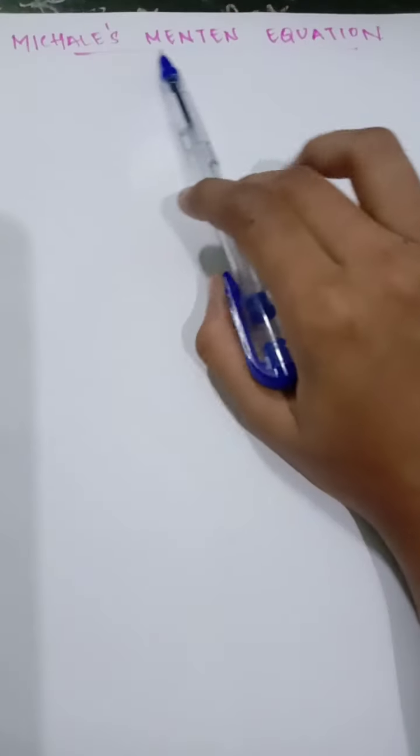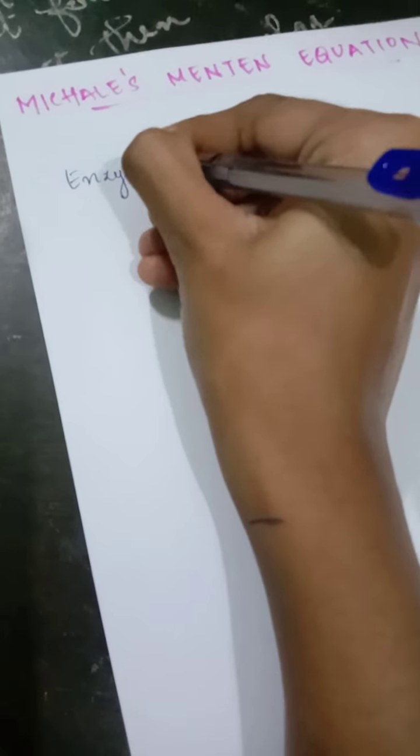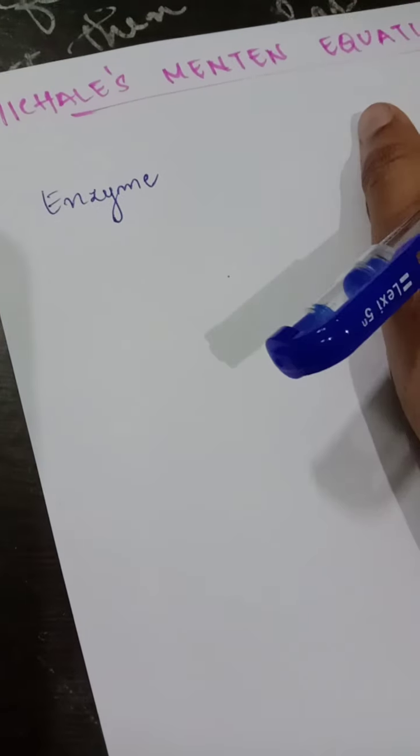So in this class we are going to discuss the Michaelis-Menten equation. Before moving to that, let me tell you something about enzymes. What is meant by an enzyme? Enzymes are biological catalysts, and they have the capacity to accelerate biochemical reactions, right?